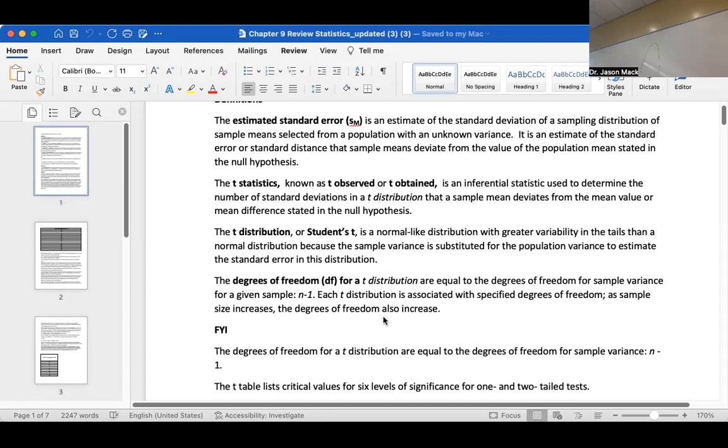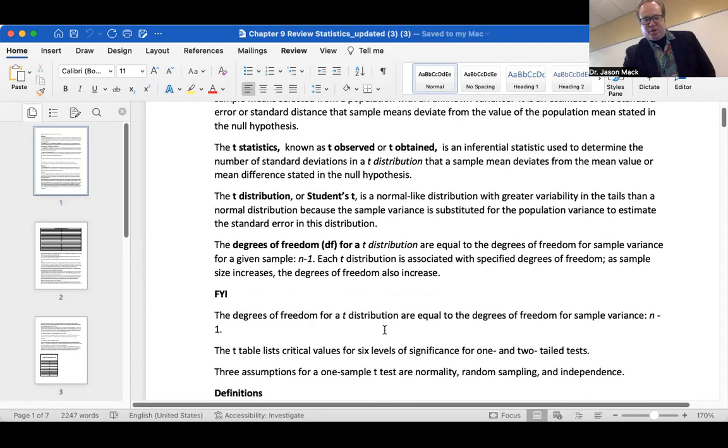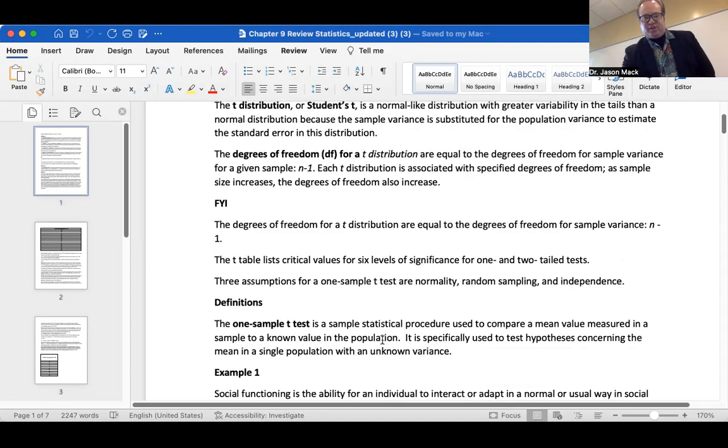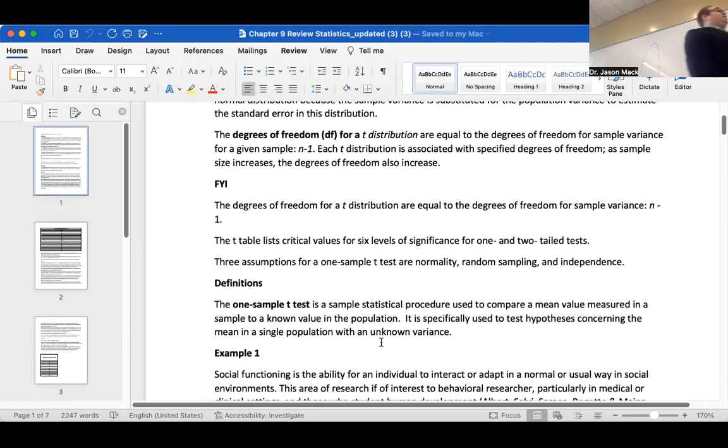Each t distribution is associated with a specified degrees of freedom. As sample size increases, the degrees of freedom also increase. FYI, the degrees of freedom for a t distribution are equal to the degrees of freedom for a sample variance, n-1. The t table lists critical values for 6 levels of significance for 1 and 2 tailed tests. 3 assumptions for a 1 sample test are normality, again, regular bell curve, random sampling, and independence. The outcomes are independent of each other.